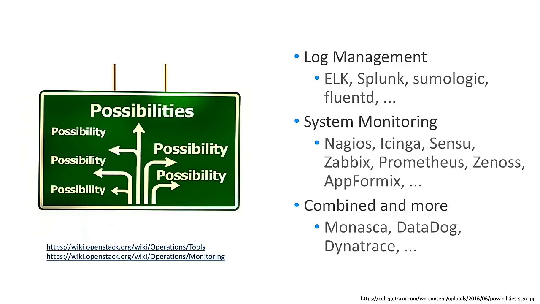So there are several possibilities to achieve that goal. This is a not at all complete list of all the options that you have. I put up two links here where you can find even more tools that do the same thing. And there are about three main categories. We have log management tools. We also heard about that in the talk before, like ELK, Splunk, Sumo Logic, and Fluentd, for example. We have system monitoring tools like Nagios, Sensu, and the like. And then we have some tools that provide a combined approach where you can sometimes correlate log management and metrics. And some tools even provide you with more. Maybe a little bit more on that later.